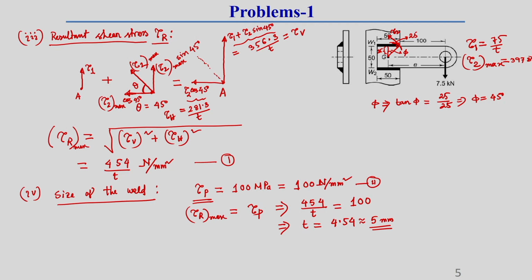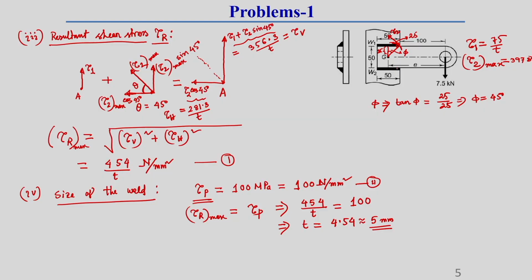Once we do the welding, which has a throat thickness T equal to 4.54 or more than this, then our eccentrically loaded structure will be on the safe side if it is subjected to 7.5 kilonewton. So, beforehand we can tell the welder that whatever welding you do at these two weld locations, the throat thickness should not be less than 4.54. If it is less than this, then our design will fail.